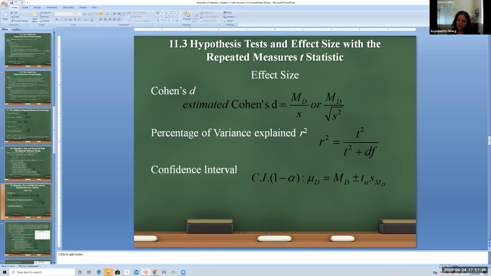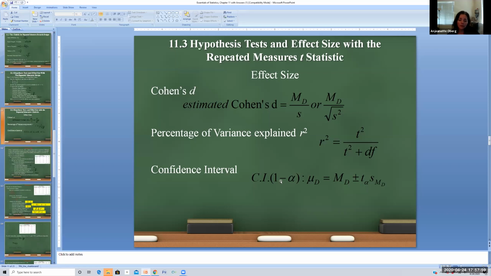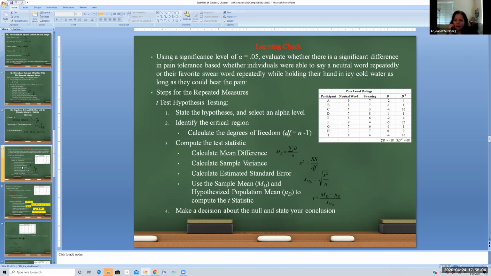And then our confidence interval, as usual, is now based on our difference scores, right? It's looking at our mean difference plus t times the estimated standard error, and then our mean difference minus t times the estimated standard error to get those goalposts, okay? That correspond to whatever percentage of confidence. And then let me take you through an example of how this all works.